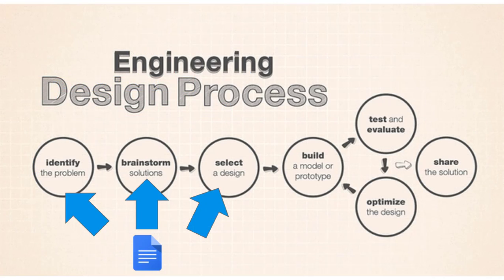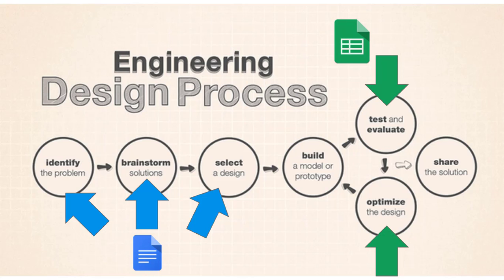So going back to our engineering design process, we identified the problem, brainstormed solutions, and selected a design. They built their paper airplane model. Now they've tested and evaluated, and they used their data in Sheets to optimize their design. Now it's time for students to share what they discovered during the engineering design process.